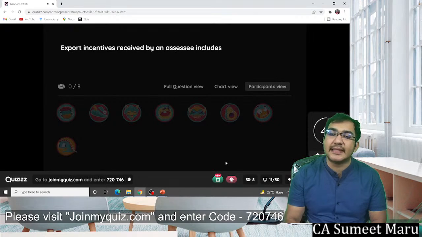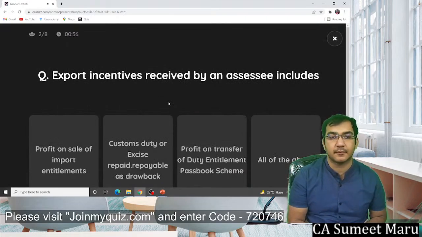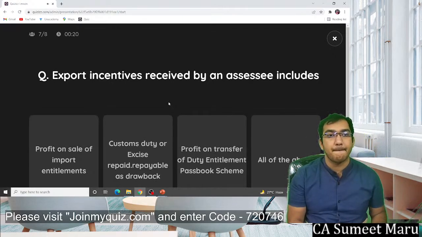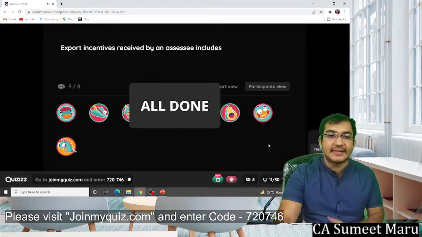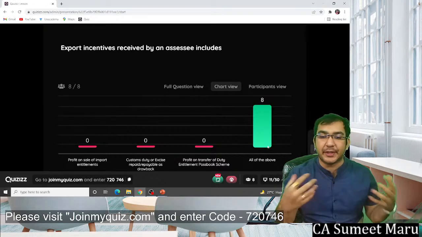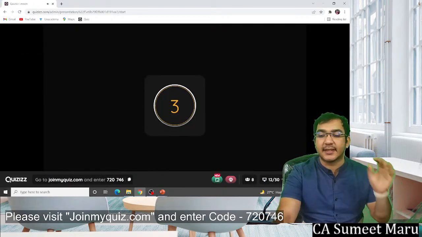Export incentives received by SSC includes. What does it include? What are included in your export incentives? Is all of the above, right? Everything in relation to your export entitlement license, duty passbook or the credit is included in your export incentive and everything is taxable under the head PGBP.